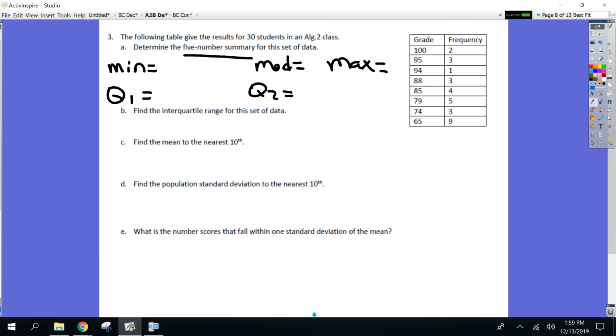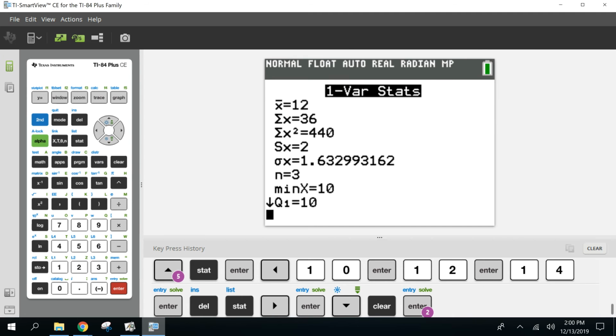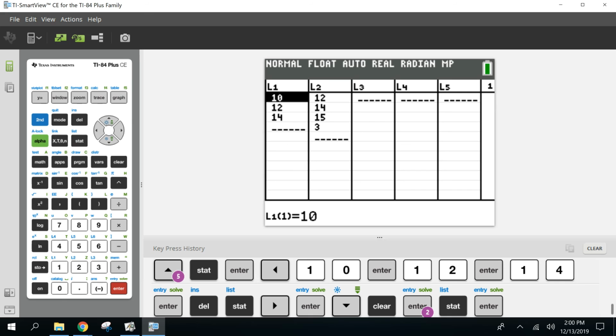I would highly discourage you from doing this by hand, unless you want to write out 9 65s, 3 74s, and doing it that way. We can get these simply from the calculator. So where are you going to put all the grades and the frequencies? Lists. Yep. Go to your list, clear them out, put in the new ones. Please be careful when you type them in.